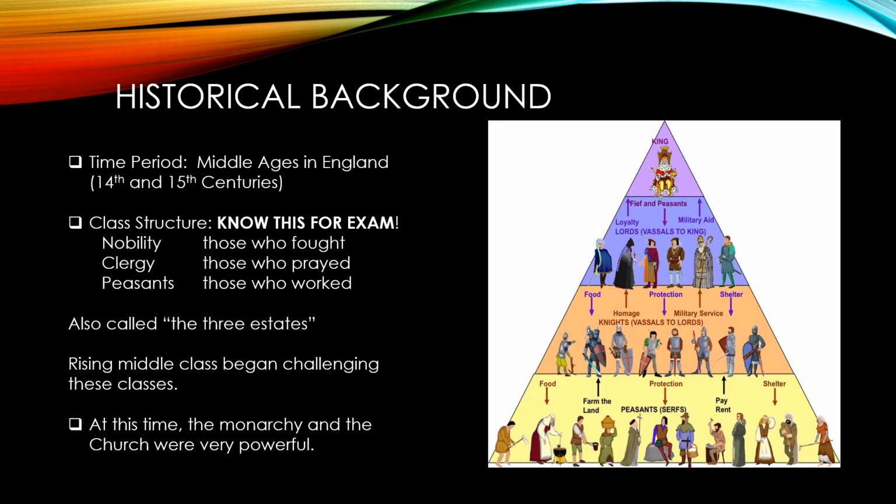And in the bottom level of this class structure, we have peasants, often called serfs. They farm the land that probably the knights own. They pay rent. They're usually the ones who are doing the manual labor. They're blacksmithing, and they're cooking, and they're making fences, and they're plowing the land. And in return, they receive food, protection, and shelter from the knights above them.